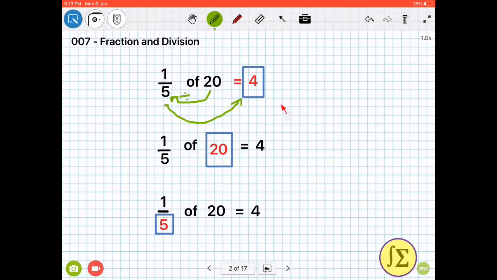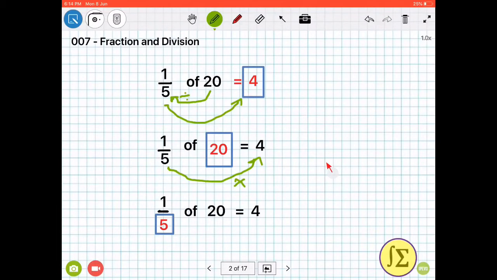Let's say the problem gives you the fraction and gives you the answer, but doesn't tell you what's the total number that we are taking the fraction from. How do we get 20? That's 5, the denominator, multiplied by the answer.